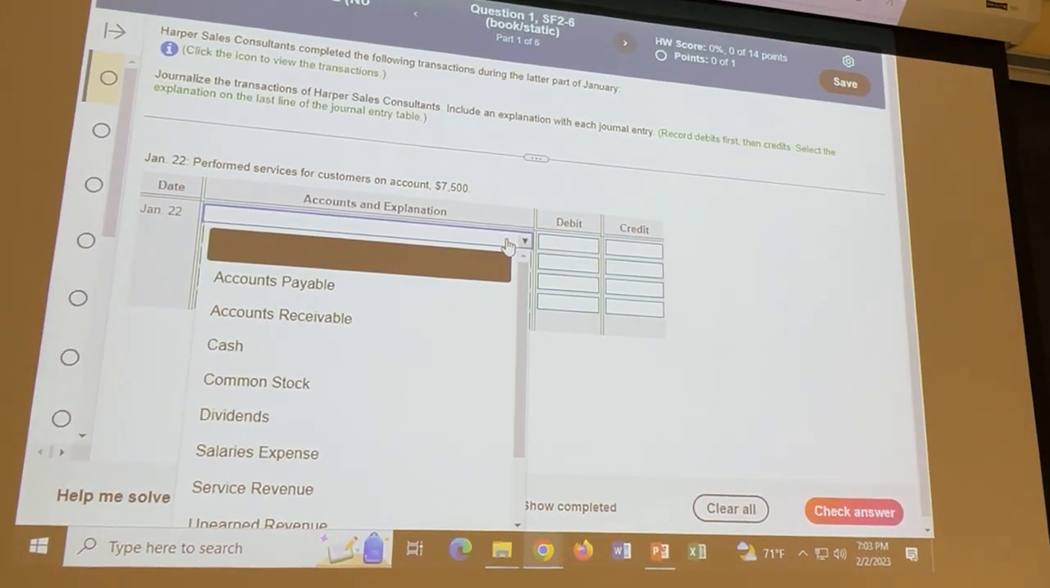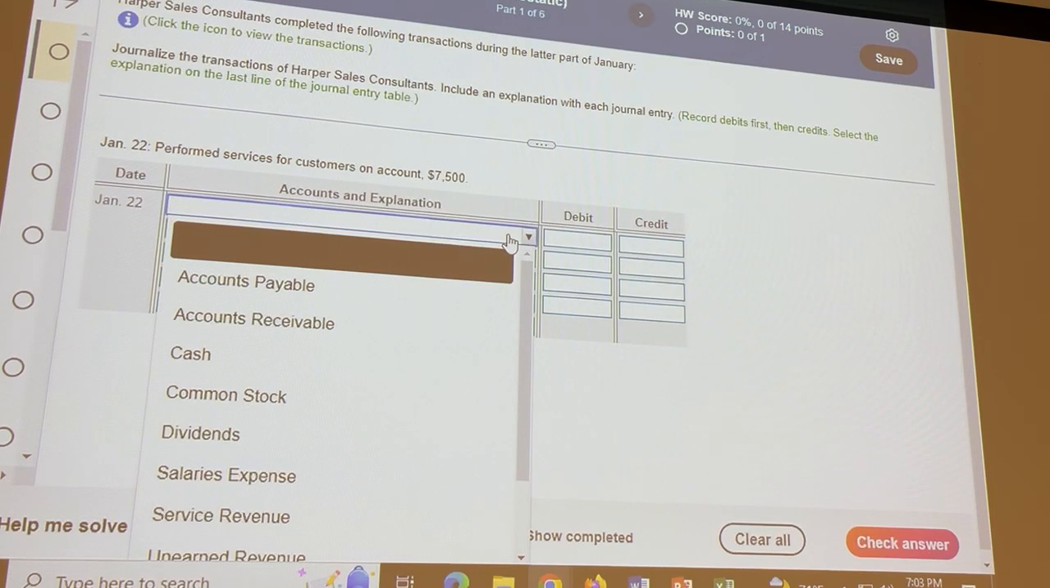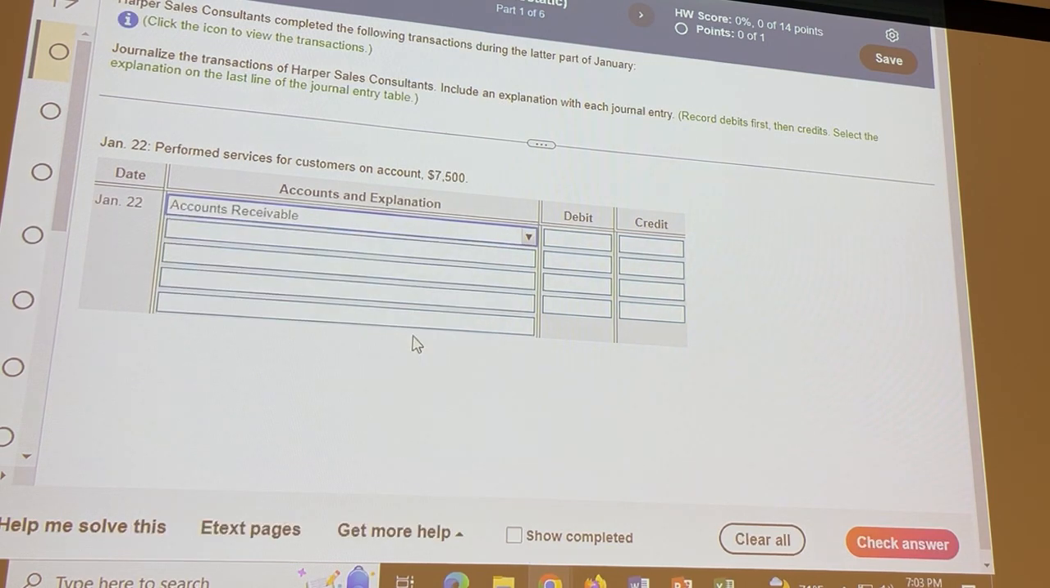Can somebody tell me what is the name of the account that you think will be the debit entry here? Accounts receivable. Yeah, good. Because accounts receivable is an asset. An asset account goes up when we debit it, so that would make sense. So in the debit column, I'll put $7,500.